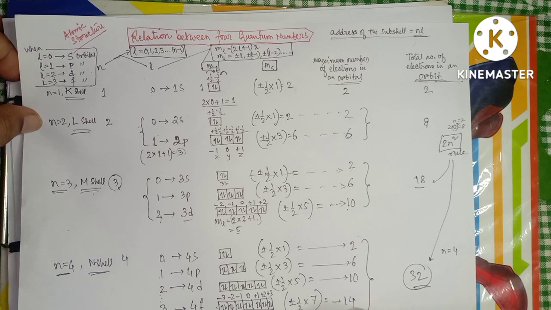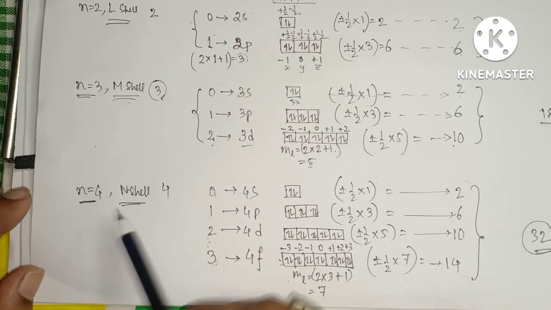Do you get the point? This is 7. So what do you mean by 7? In the 4f orbital there are 7 rooms or 7 suborbitals, in which the maximum number of electrons having opposite spin can be filled. How many? Plus minus half into 7, you get 14, right? And what will be the address of each?